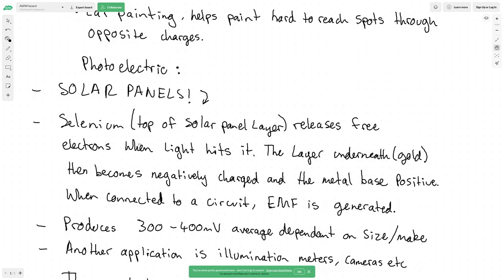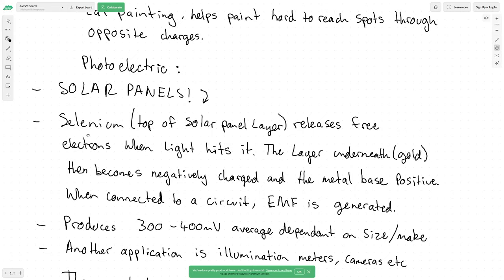But basically the way it works, and again, I'm not sure how this is pronounced, selenium. So selenium is the top part of the solar panel layer. So obviously you can imagine a solar panel has many different layers within it.